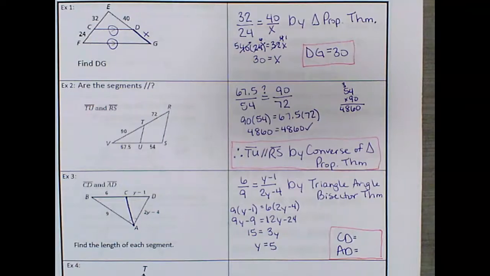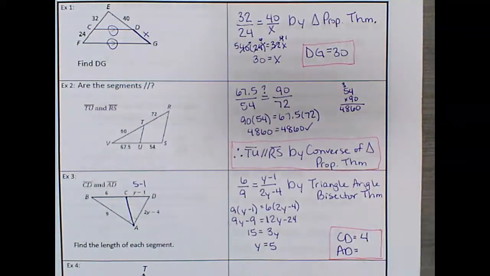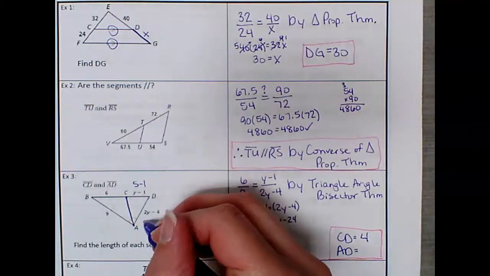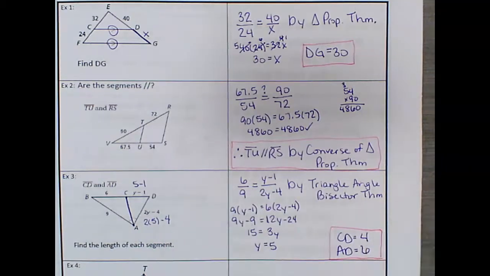So when you do that math, you end up getting a y value of 5, and you're asked to find the length of CD and AD. So CD is 5 minus 1. That would be a length of 4. And AD is 2 times 5, which is 10, minus 4, which is 6.